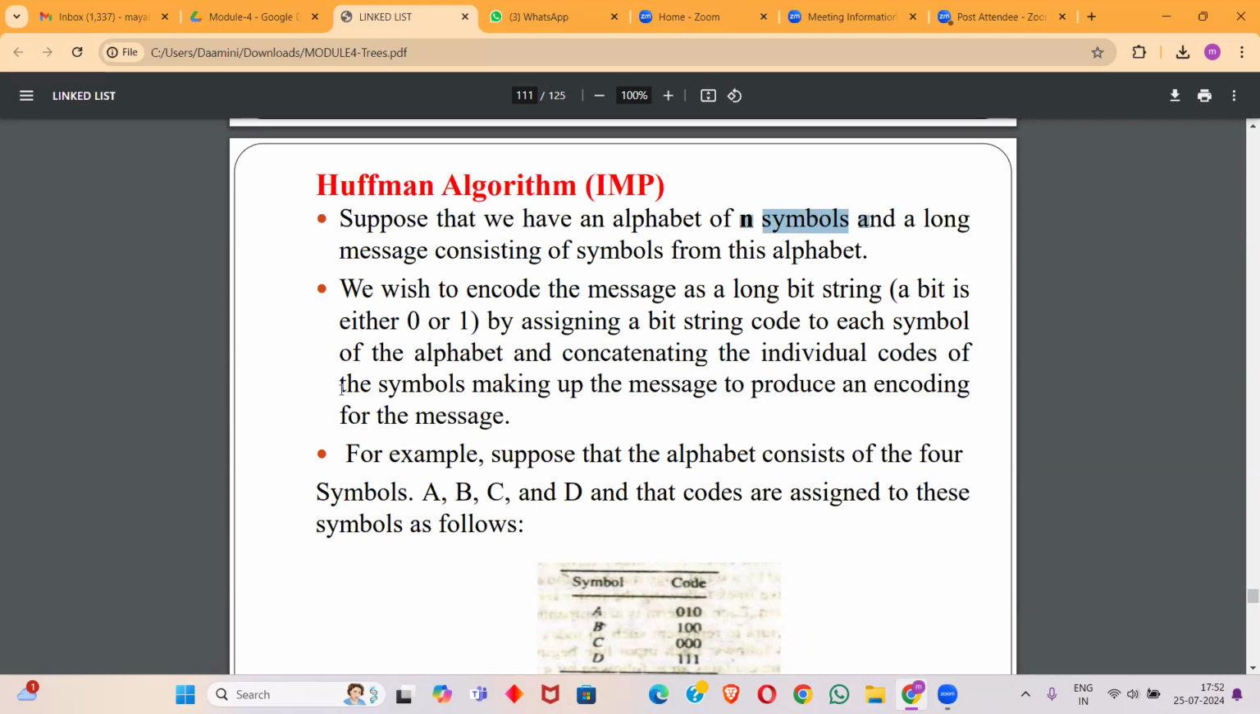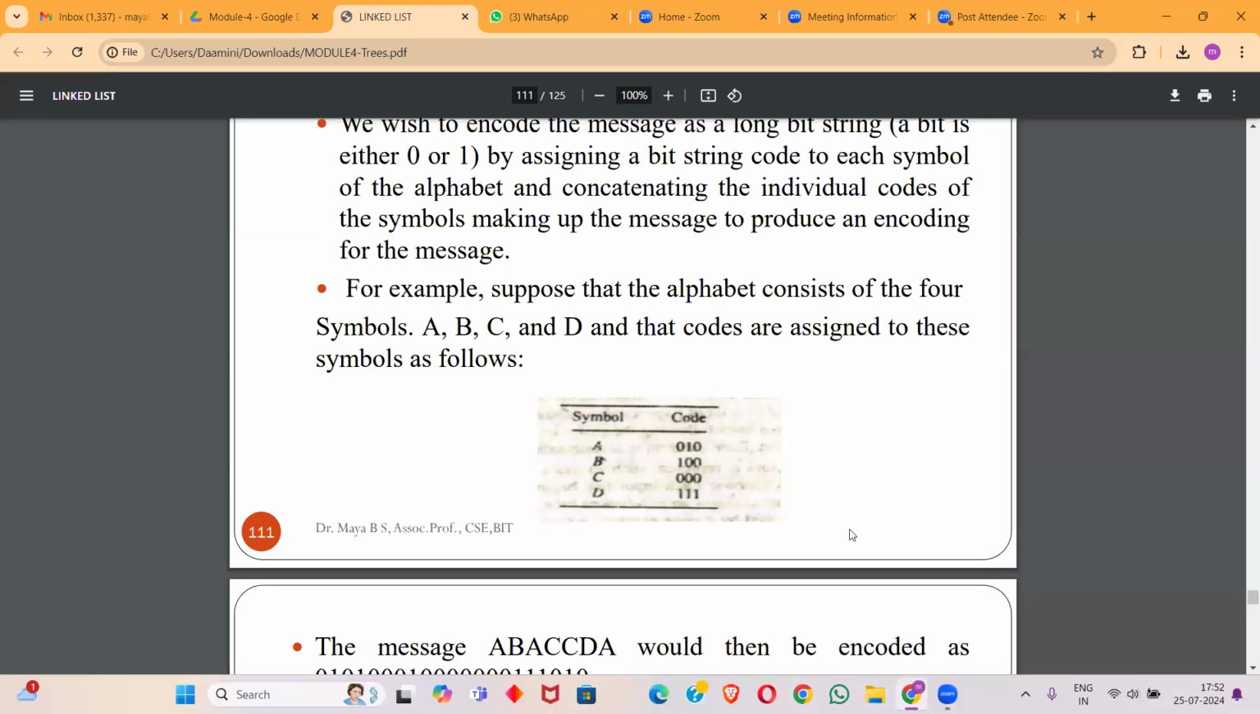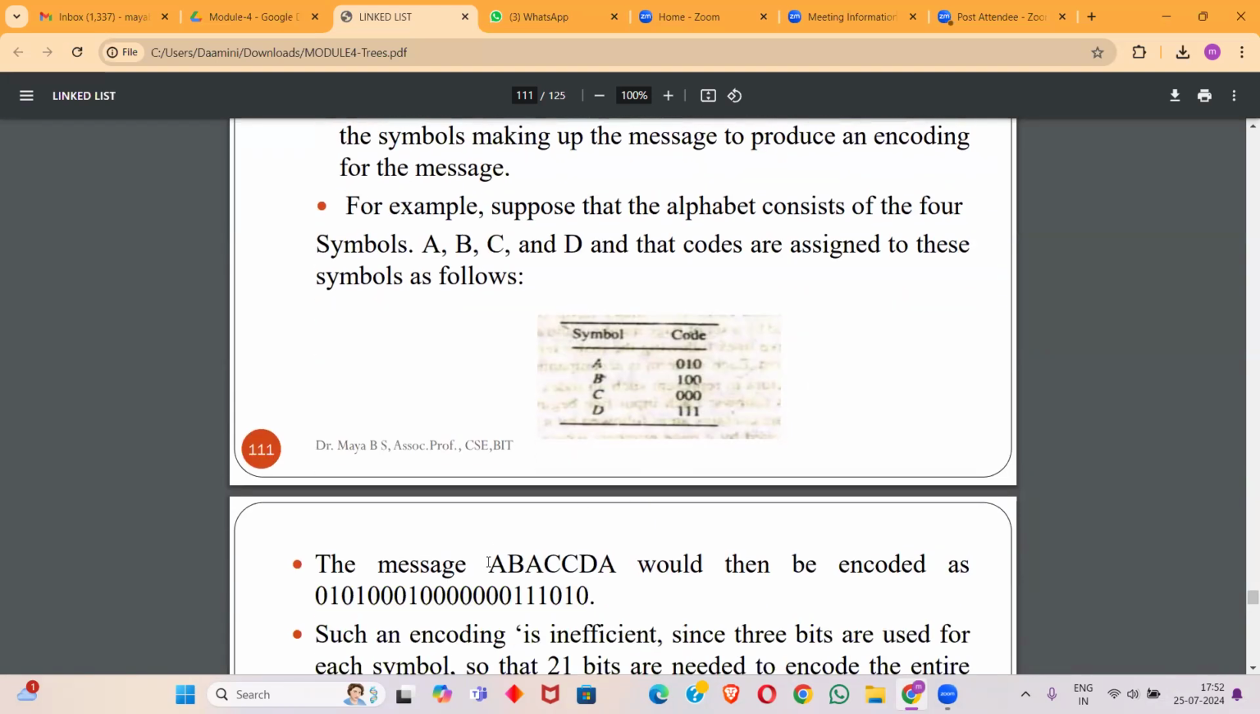Zero is always assigned to the left side and 1 always to the right side. Depending upon the length of the string, I can assign 0 and 1 and construct the Huffman tree. In the exam you will get a question to construct the Huffman tree or explain the Huffman algorithm. For example, this is my message: A B A C C D A.